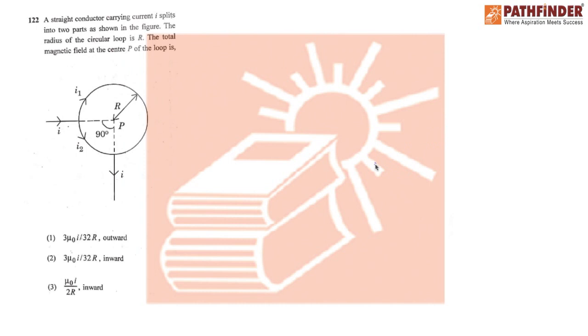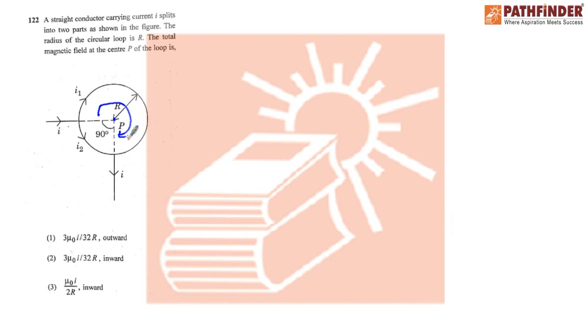Okay, a straight conductor carrying current I splits into two parts as shown in the figure. The radius of the circular loop is r. Find the total magnetic field at the center of the loop. Now I1 and I2: I1 is giving the field in the direction into the page, and I2 is anti-clockwise, so it is giving the field in the direction outward from the page. You can easily determine what angle I2 current is making. It is 90, and I1 current is making this angle. Now this is a direct theory, you all know.